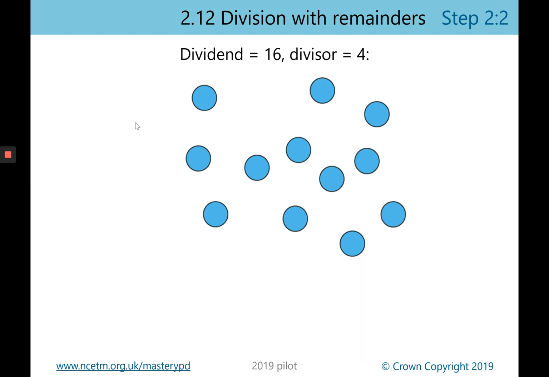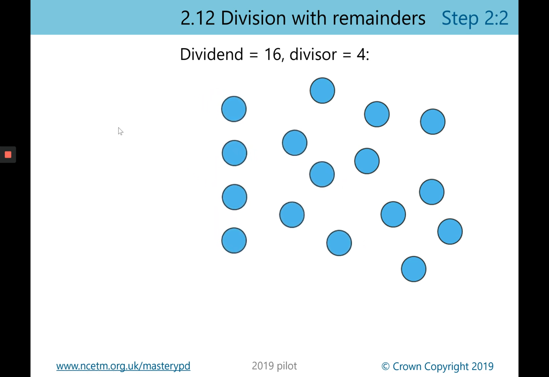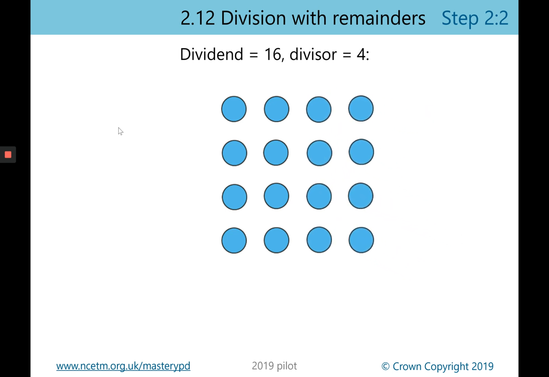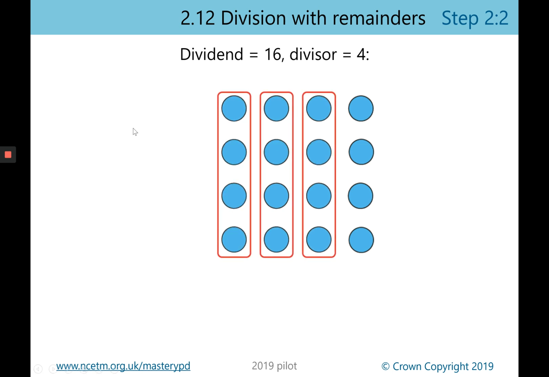Okay, should we do another one? Look here, I've changed my dividend to 16. So let's put them into groups of 4 and see what happens. 1 group of 4, 2 groups of 4, 3 groups of 4, 4 groups of 4. Now, this is where I would be trying to trick you in class, because I've circled 3 of those groups of 4. Is that correct or not?